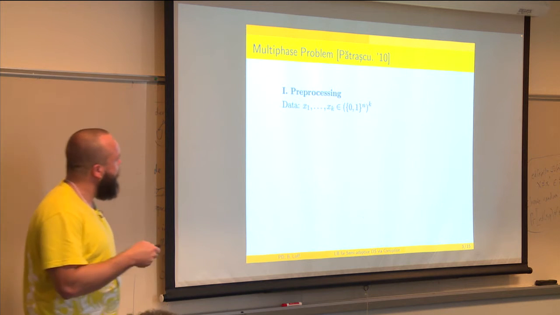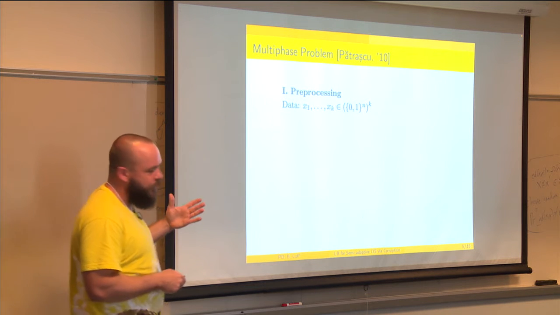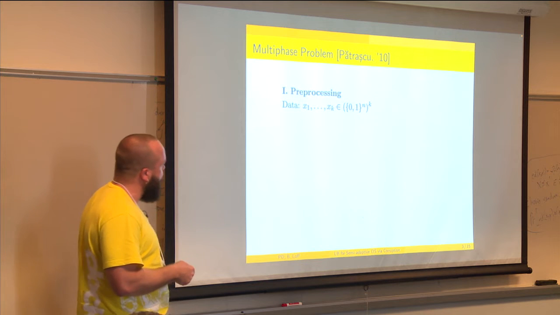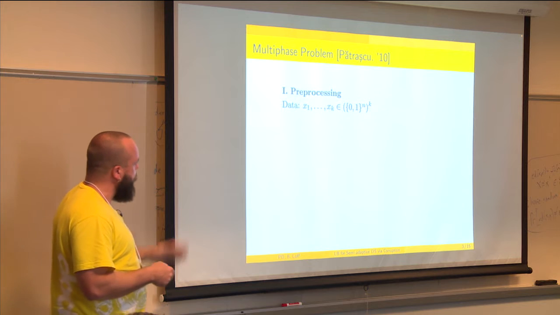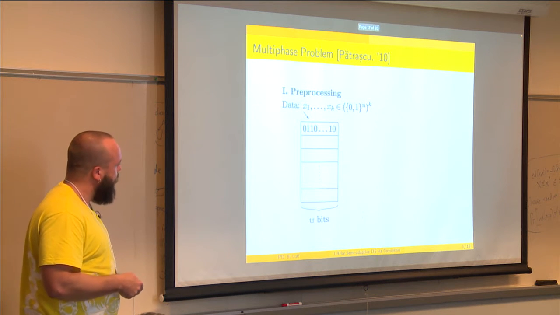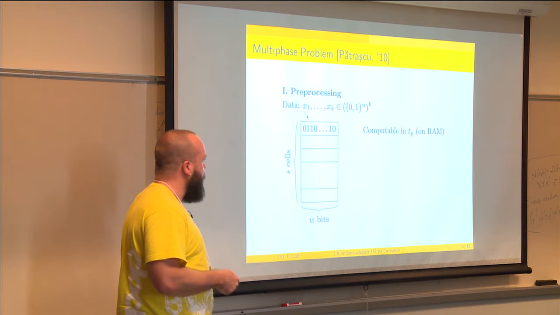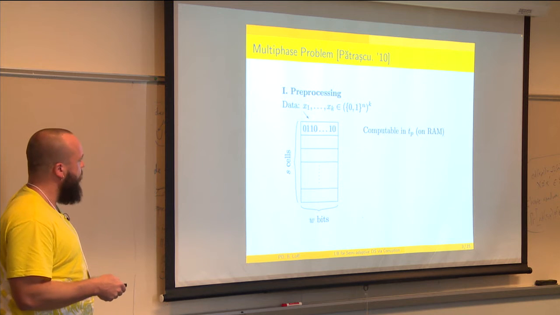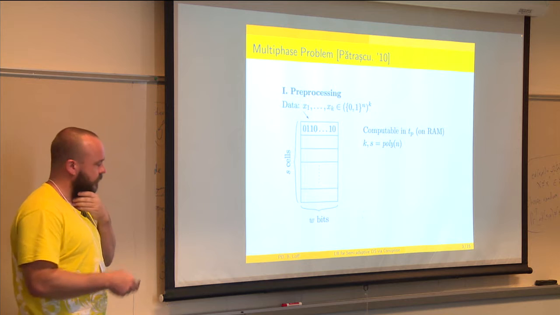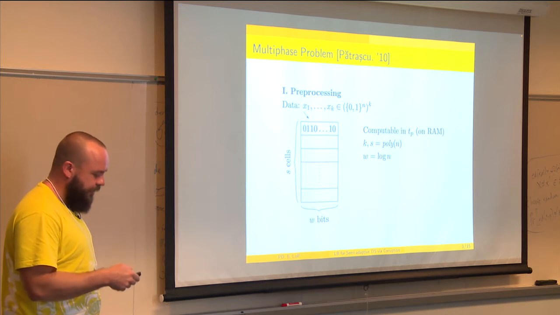Okay, so one dynamic data structure problem was proposed by Patrascu, and in this problem we have three phases. First is preprocessing. We get k n-bit strings x1 up to xk, and we want to preprocess them somehow into our memory. So we create a table. Each cell has w bits. We have s cells in our memory, and we want to compute this table, let's say on a RAM machine, in some preprocessing time t_p. We consider k and s to be polynomial in n, and w is, let's say, logarithmic in n. That's the standard setting of these parameters.